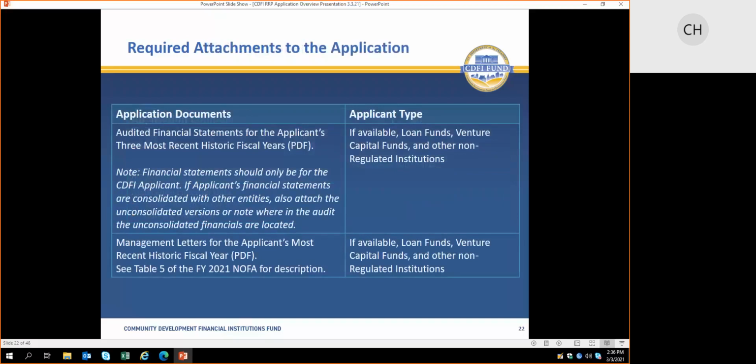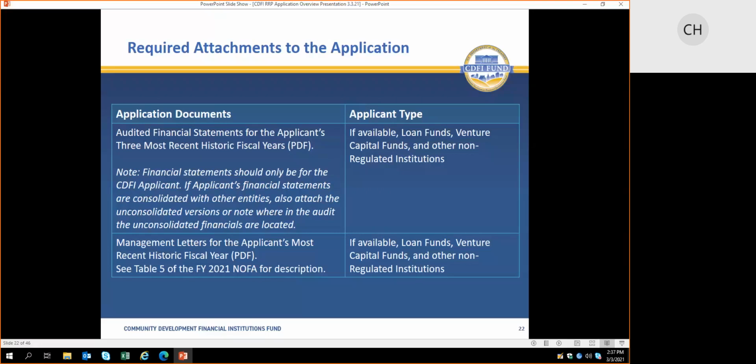Next, I will go over some of the required attachments to include with your application. All unregulated institutions, such as loan funds, capital venture funds, and others, must attach audited financial statements for the 3 most recent historic fiscal years. Please note here that the financial statements should be for the CDFI applicant itself, meaning that if the applicant's financial statements are consolidated with other entities, then you must either attach the unconsolidated versions of them or indicate to us where we can find that information in the statements.